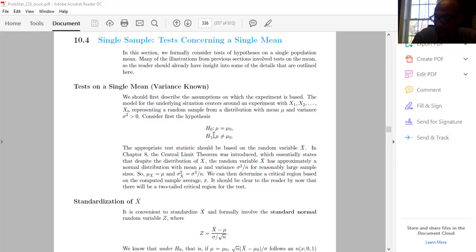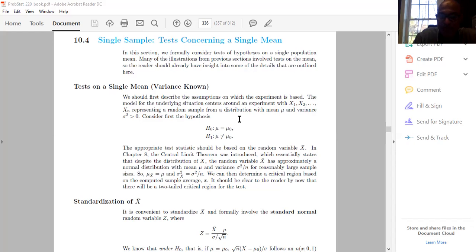First of all, we are going to see the single sample test concerning the single mean, in which the variance is given to us. That means the sigma value is given. The model for the underlying situation centers around an experiment with x1, x2 up to xn representing random samples from the distribution with mean nu and variance sigma square. So sigma square, the variance, is given to us.